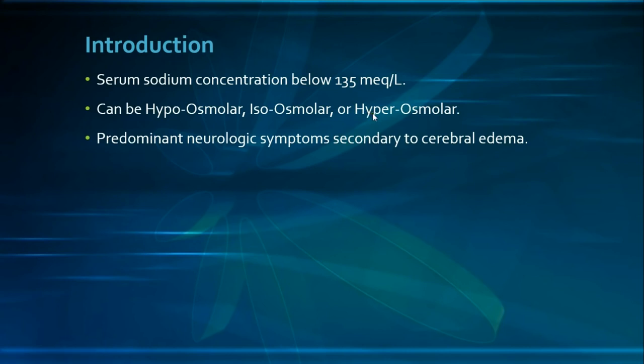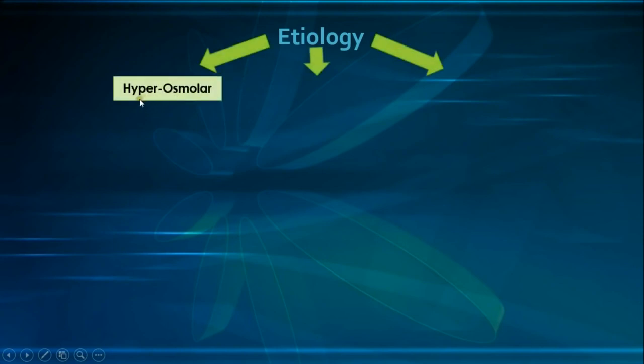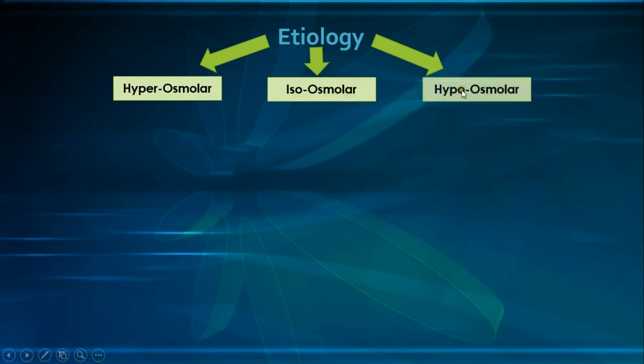Now, hyponatremia could be classified both etiologically and clinically into the following. We have the first category, which is hyperosmolar hyponatremia. We have isoosmolar hyponatremia, and finally we have the hypoosmolar hyponatremia, which is actually the most common category and the most significant one. So let's first start with the hyper and the isoosmolar categories, and then we'll finish with the hypoosmolar.